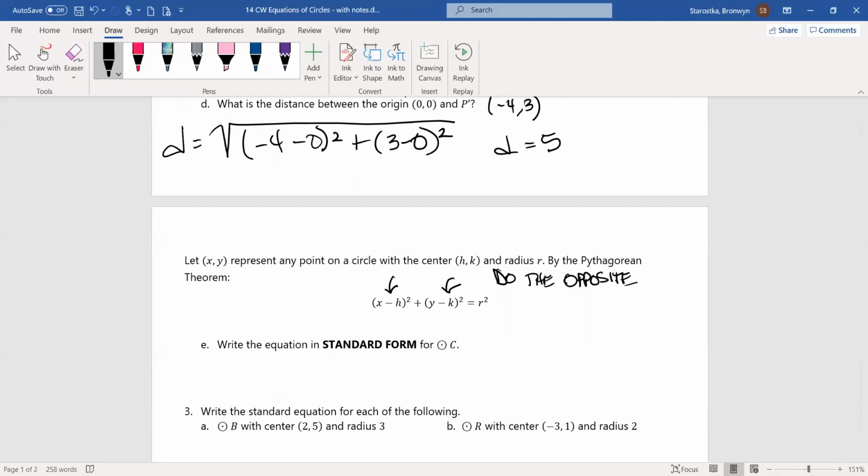So if I have the point 3, 4, the opposite of 3, 4 is negative 3, negative 4. If I have the point negative 5, negative 7, the opposite is 5, 7. To get back home, we do the opposite of what we have.